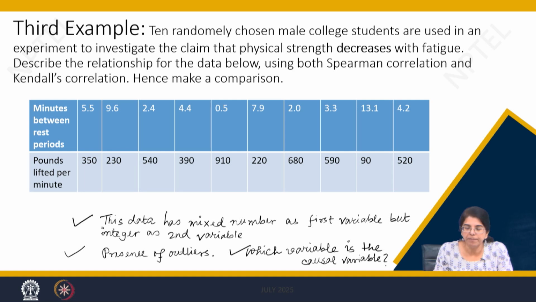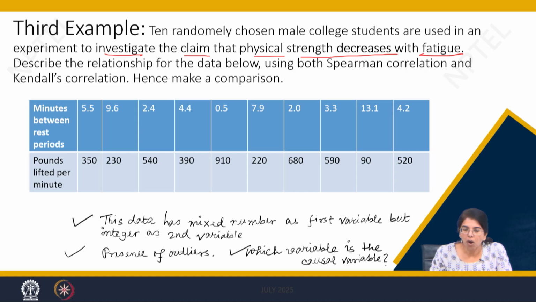The third example: 10 randomly chosen male college students are used in an experiment to investigate the claim that physical strength decreases with fatigue. Describe the relationship for the data below using both Spearman correlation and Kendall's correlation. Hence, make a comparison. This problem is a little different. Why is it a little different? Because it straightaway asks you to make a test of hypothesis, and that test will be based on the statement: investigate the claim that physical strength decreases with fatigue.